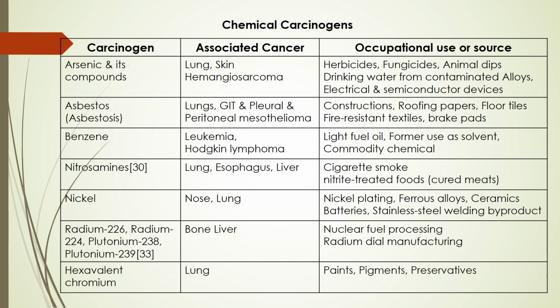Asbestosis: occupational use, for example in the construction industry, roofing papers, floor tiles, fire-resistant textiles, and brake pads. They cause lung cancer, GIT cancer, and pleural and peritoneal mesothelioma. Benzene is used as light fuel oil, formerly as a solvent and commodity chemical, and it produces leukemia and Hodgkin lymphoma, and so on. There are a lot of things. Nitrosamine: cigarette smoke, nitrite treated food. They cause lung cancer, esophageal cancer, and liver cancer. And a lot of these things are there.